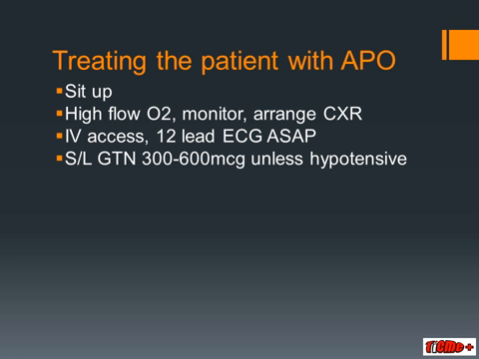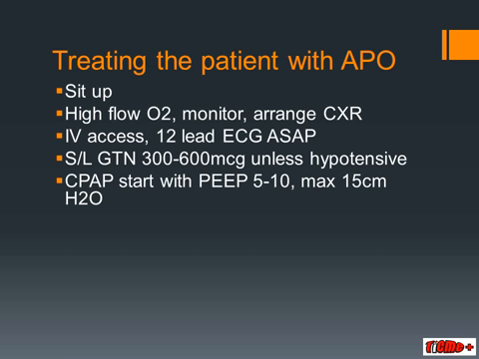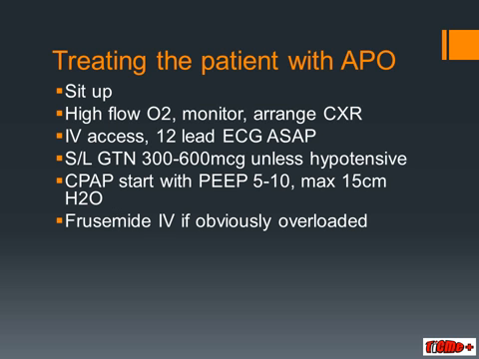Any patient who isn't hypotensive will benefit from GTN for preload and afterload reduction. So you can give 300 to 600 micrograms under the tongue. Start the patient as soon as possible on CPAP. Remember to start with a PEEP of 5 to 10, going up to a maximum of 15 centimeters of water. If the patient is clearly volume overloaded, then giving some furosemide IV is appropriate. However, it does not form the mainstay of treatment for acute pulmonary edema.